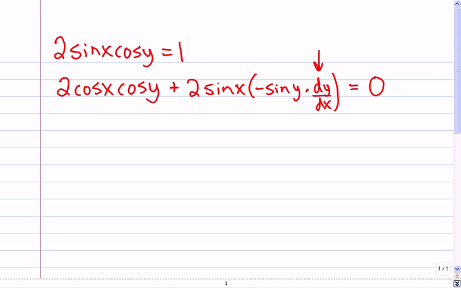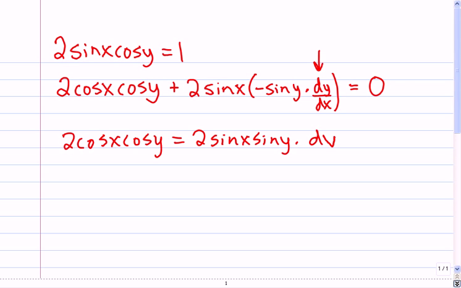So it's negative. When I move it to the other side, it'll be positive. So I get something like this when I moved it over. And now to solve for dy by dx, divide by 2, and then I'll divide by sine x sine y, and that would be gone as well then.